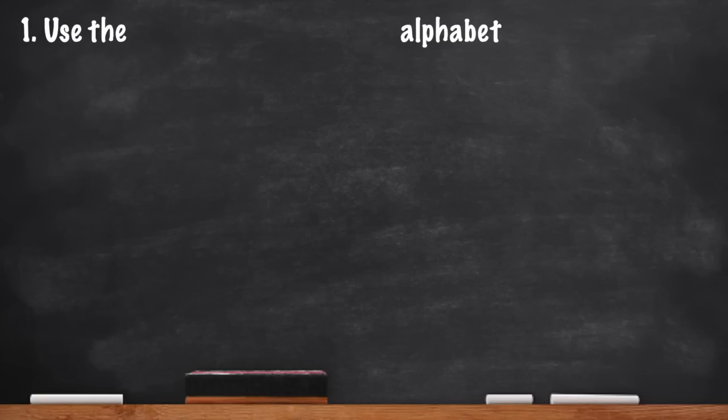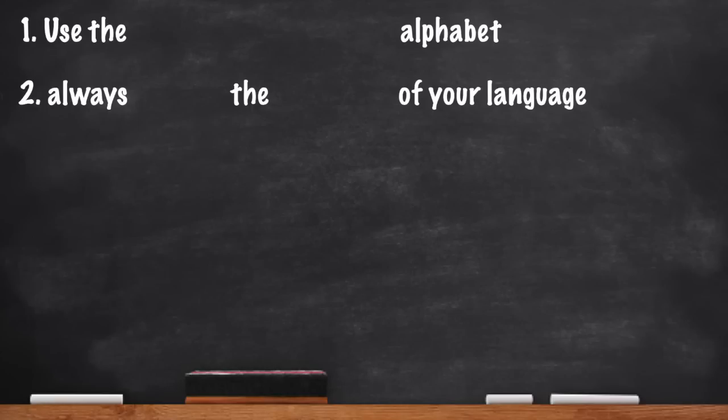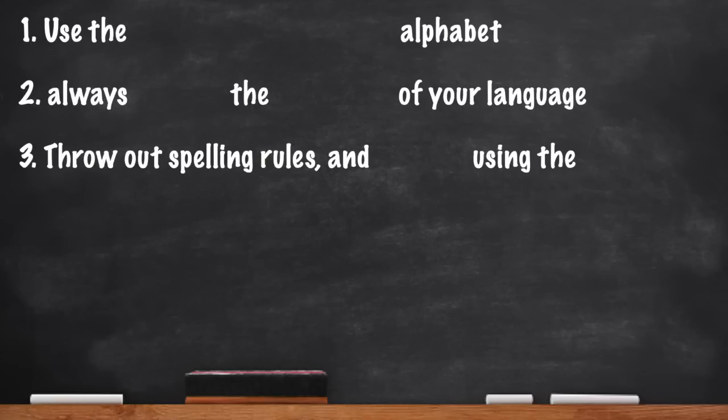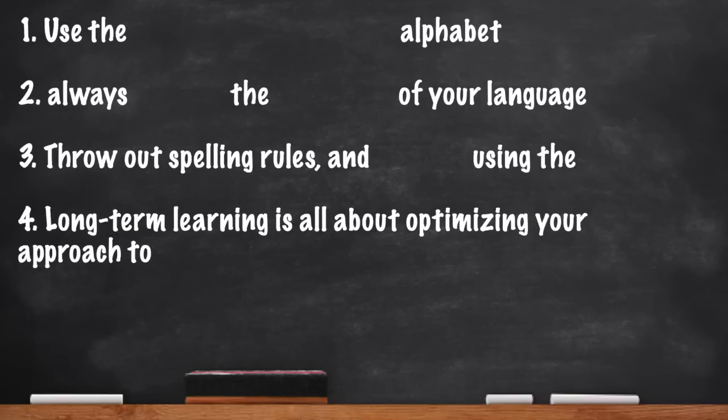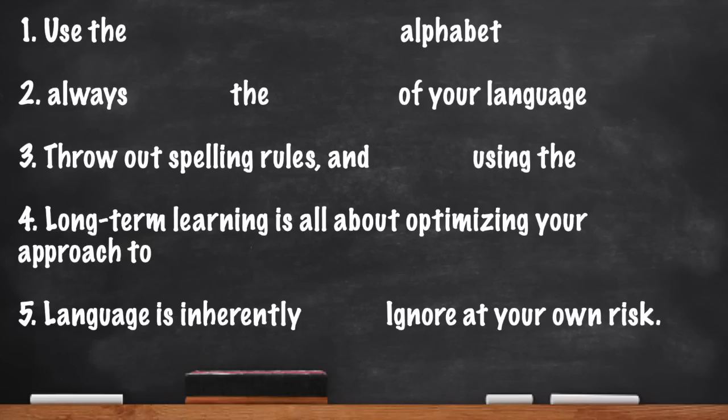Use the blank alphabet. 2. Always blank the blank of your language. 3. Throw out spelling rules and blank using blank. 4. Long-term learning is all about optimizing your approach to blank. And 5. Language is inherently blank. Ignore at your own risk. I'll also add a bonus tip at the end of this video, so be sure to stick around for that.